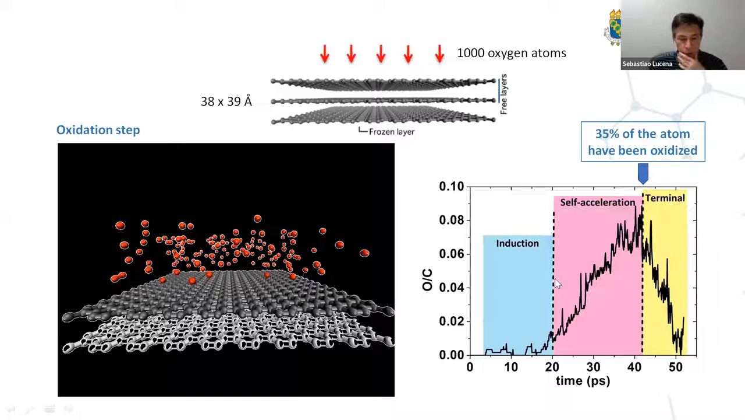Here is how it works. We build a simulation box with 1,000 oxygen atoms and three layers of graphene with 38 to 39 angstroms. The first layer is frozen and the other layers are free to move. This movie of the oxidation step shows how the process occurs. Let's see the movie here.